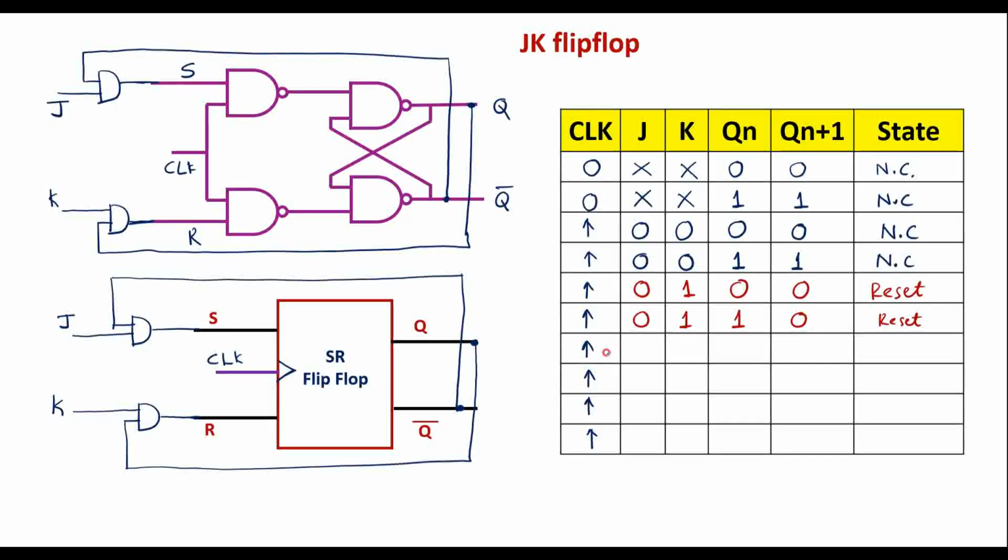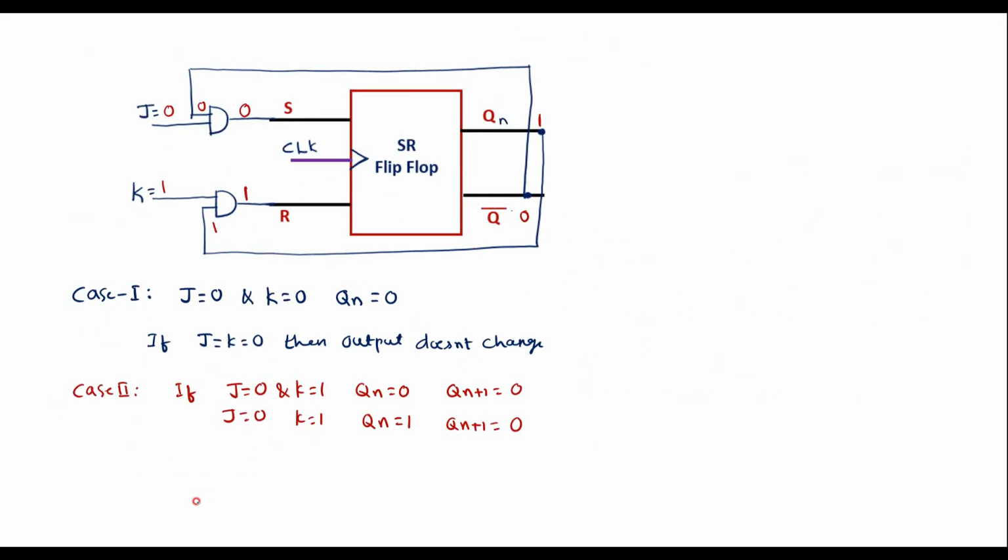Suppose J is 1, K is 0 and Qn is 0. Let me take J input as 1, K input as 0 and Qn equal to 0. So here I will consider the next case, that is, I'll write here case 3.